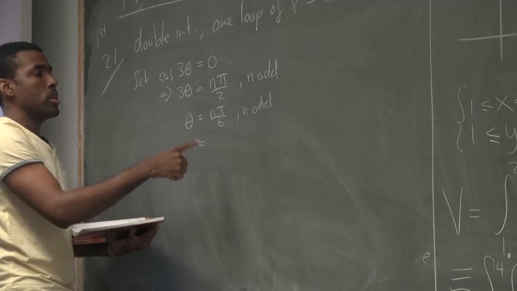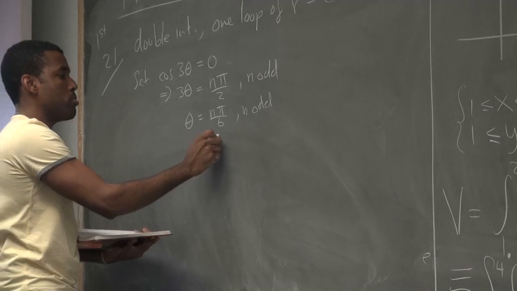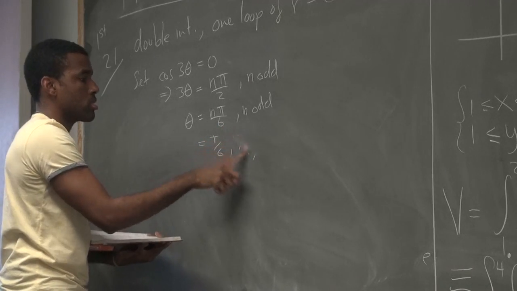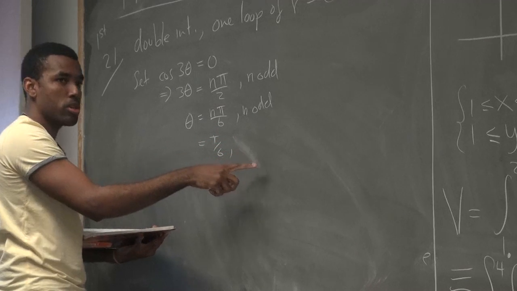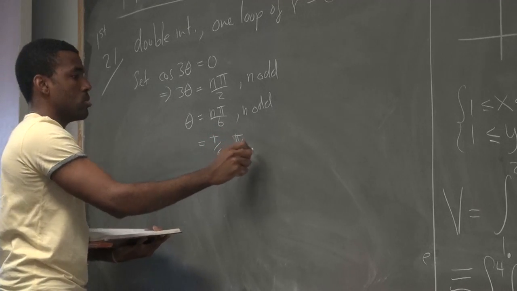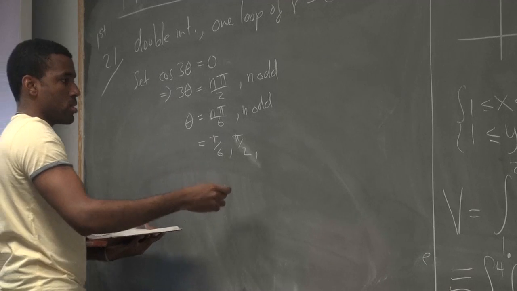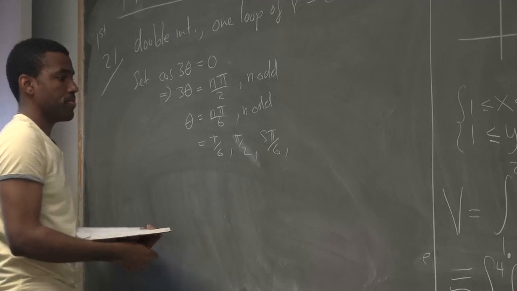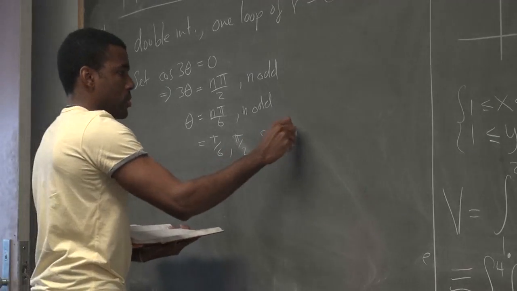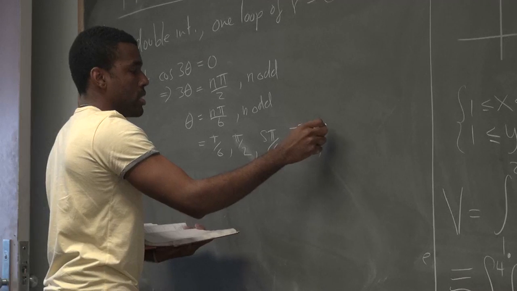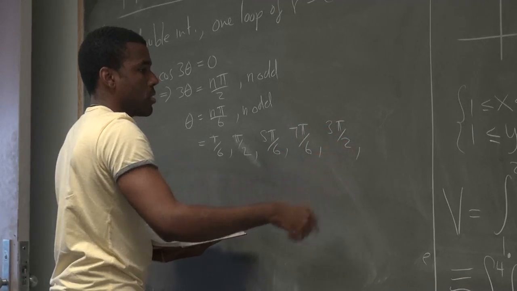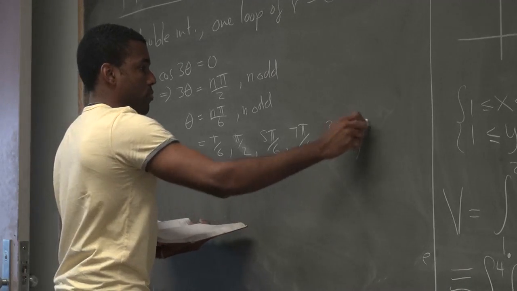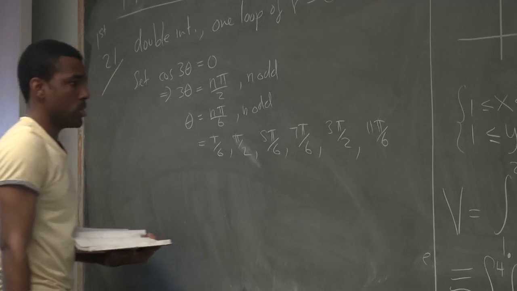So in between 0 and 2 pi, that would be pi over 6, then the next one is 3 pi over 6, which is pi over 2. The next one would be 5 pi over 6. Then the next one would be what? 7 pi over 6. You'd have 9 pi over 6. And 11 pi over 6. Those are all of them between 0 and 2 pi, right?